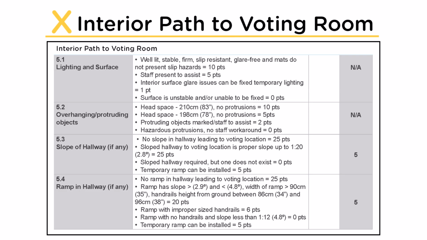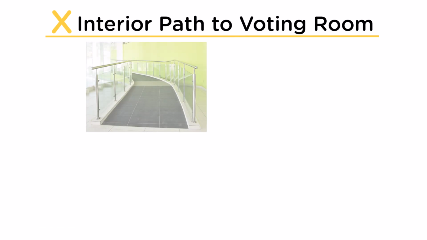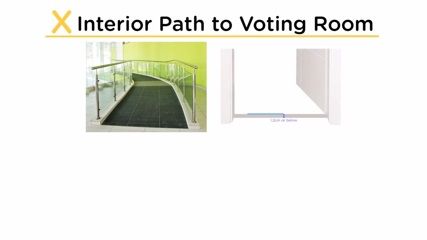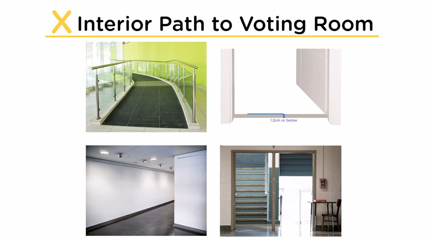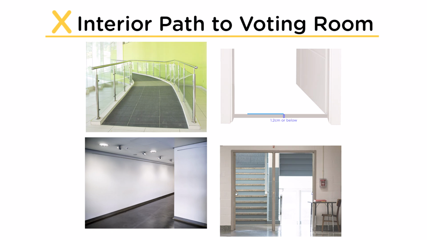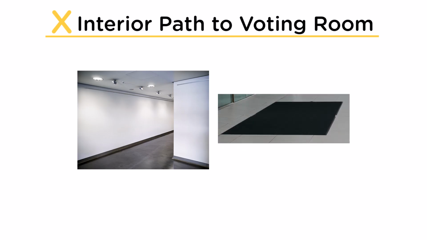Interior path to voting room. Measure any slopes, ramps, thresholds, corridors, and doorways along the path to the voting room, ensuring the route is accessible and free of obstructions. When evaluating the interior path, remember that highly polished surfaces can be slippery when wet, and loose mats can be tripping hazards.